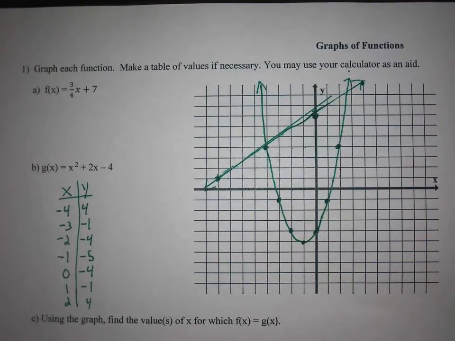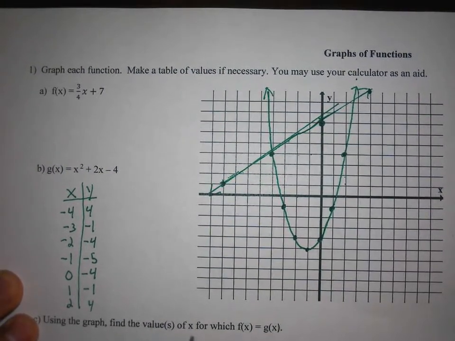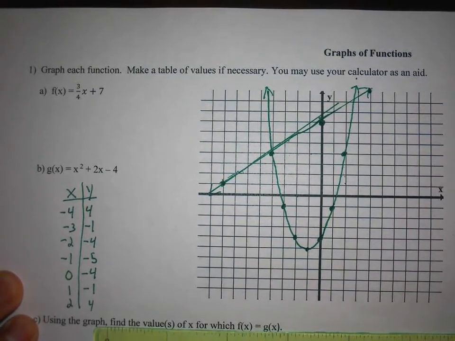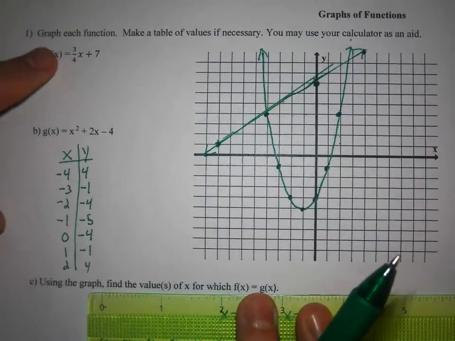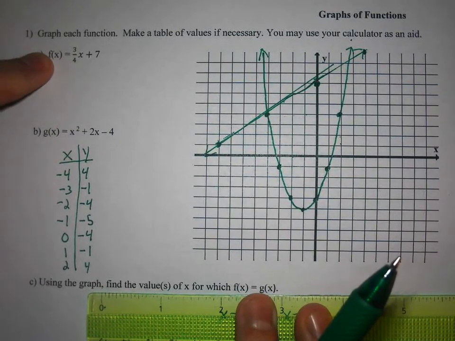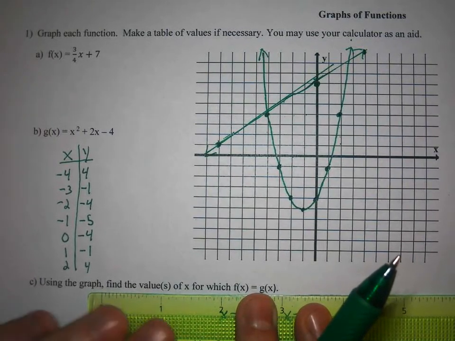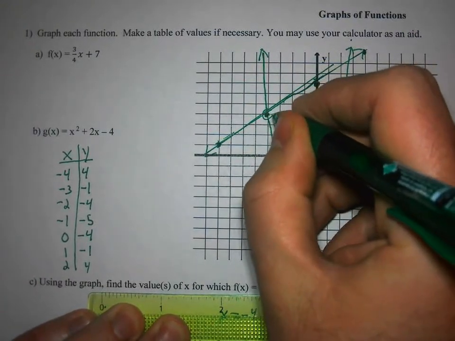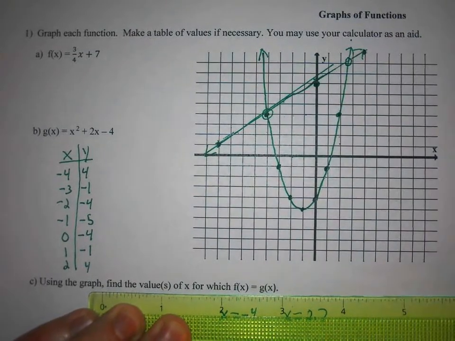Okay, the next thing that it asks in part C is, using the graph, find the value or values of x for which f of x equals g of x. So what that's saying is, what x values does f of x equal g of x? So where does the y value on the line equal the y value on the U shape? Well, that's going to be where they intersect. So we notice that they intersect here and then over here a little farther.